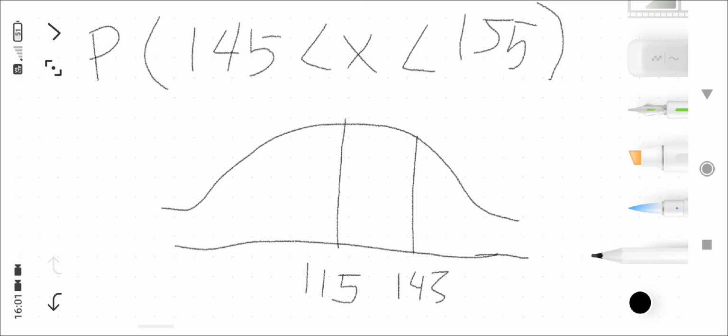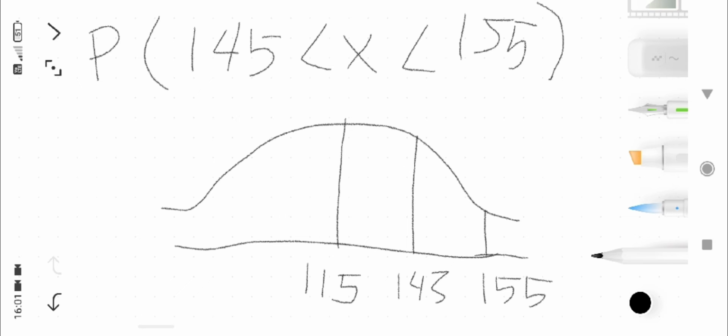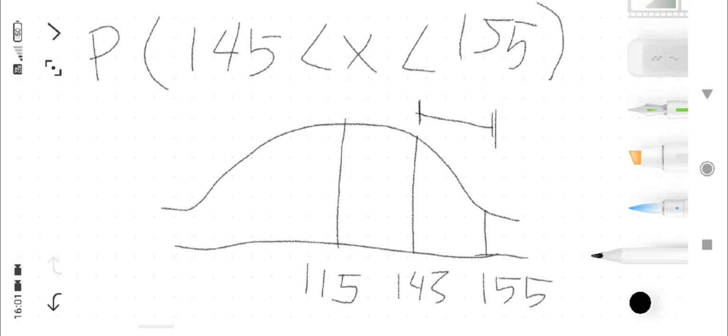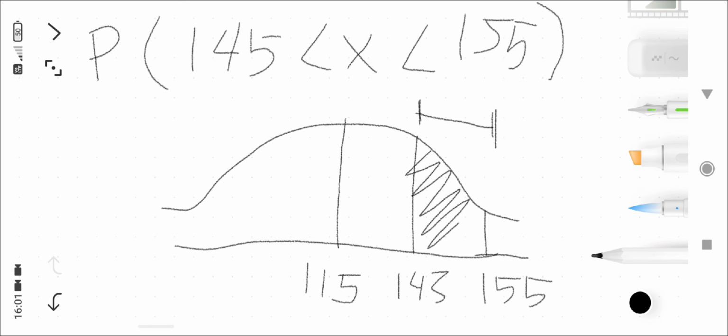So x is greater than 145 but less than 155. Here is the 145, greater than 145 but less than 155. So we're going to put the shade in the middle of 145 and 155. So this is the illustration of the normal curve in example number 2.